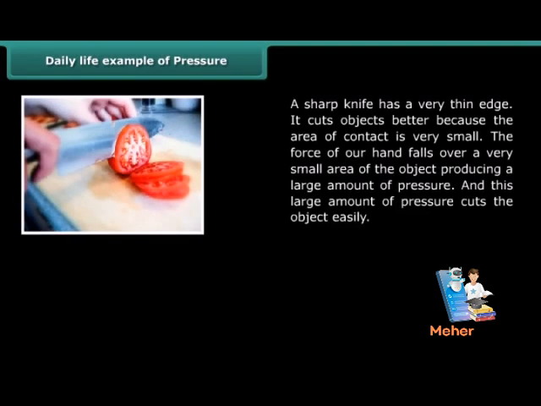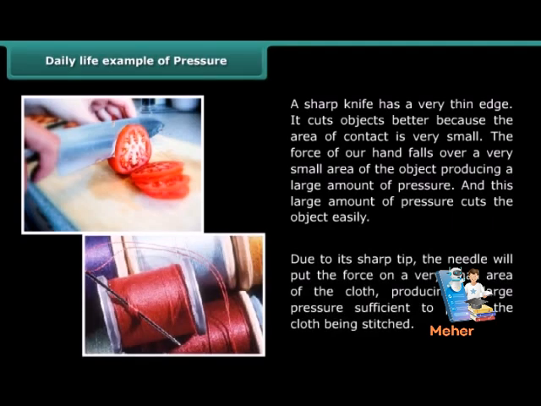A sharp knife has a very thin edge. It cuts objects better because the area of contact is very small. The force of our hand falls over a very small area of the object, producing a large amount of pressure. And this large amount of pressure cuts the object easily. Due to its sharp tip, the needle will put the force on a very small area of the cloth, producing a large pressure sufficient to pierce the cloth being stitched.